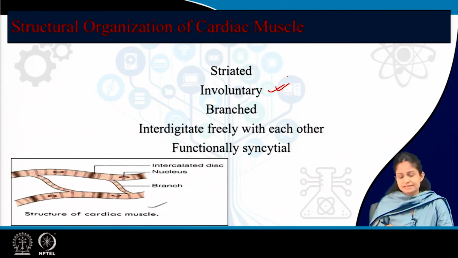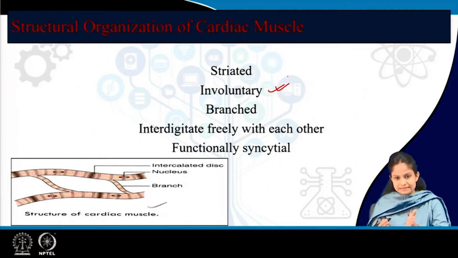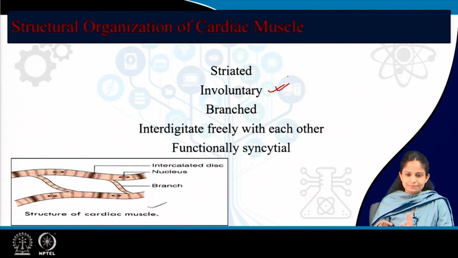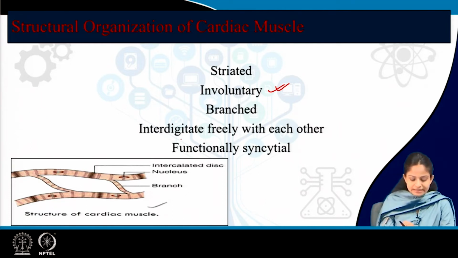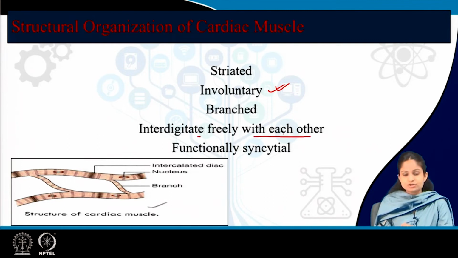Now, the main difference is the skeletal muscle fibers are enclosed in a closed loop and the muscle bundles are separated by the connective tissue, but that is not the case with the cardiac muscle. Cardiac muscles are branched, but they are interconnected with each other. There are interdigitations with each other, and that is mainly required for the functional syncytium mechanism which is seen in the cardiac muscle.